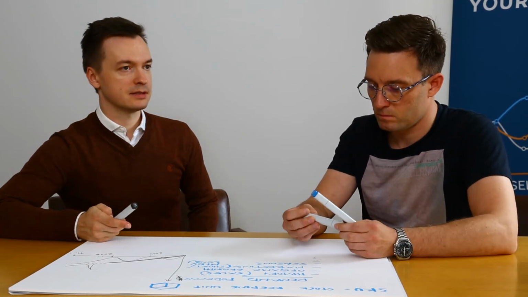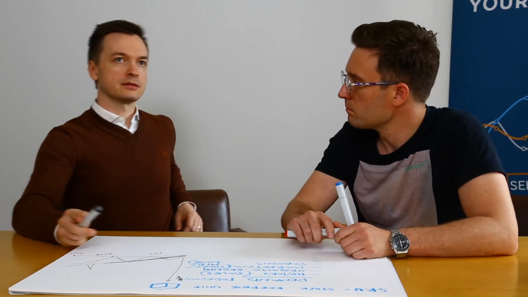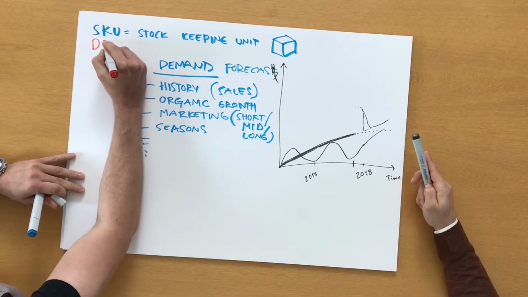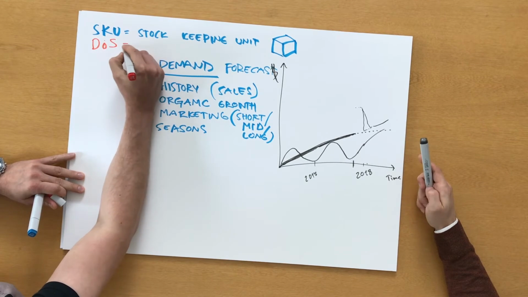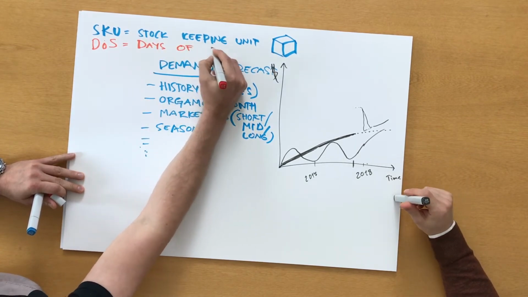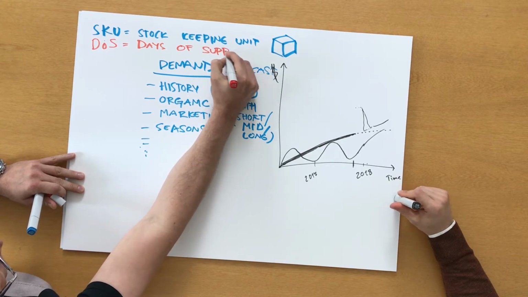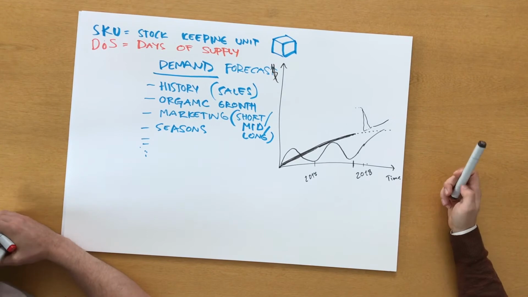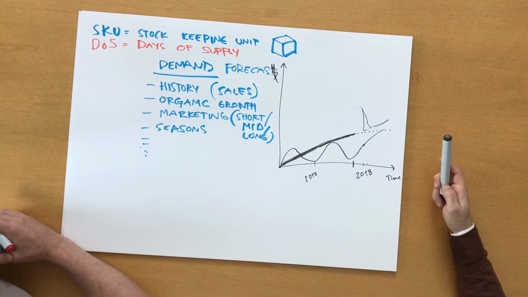And this is the kind of metric that. So let's put that as well. Yes. DOS. DOS. Days of supply. Yeah. And this is one of the metrics used in stock management. Yeah. But you can also use other.